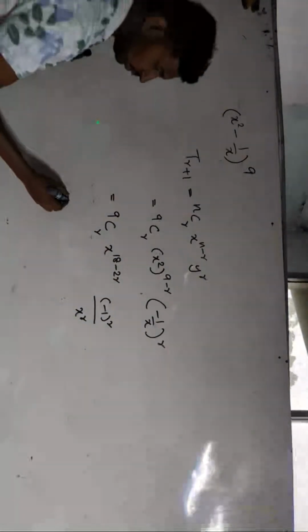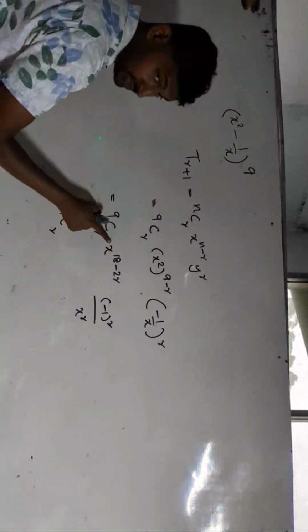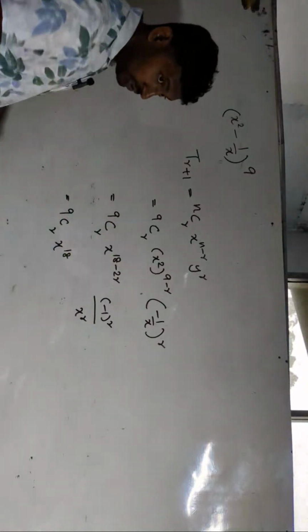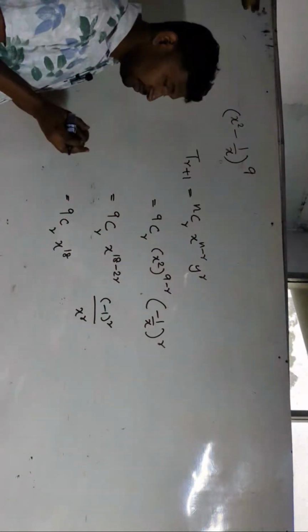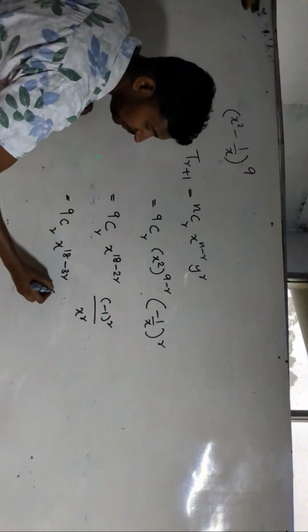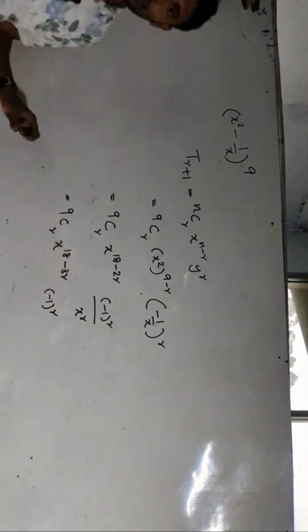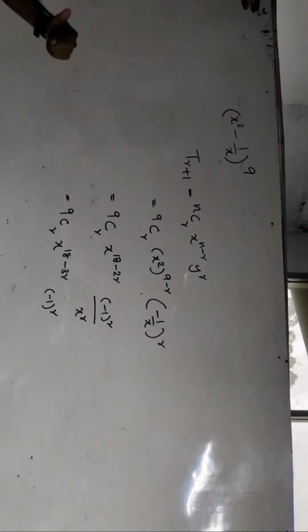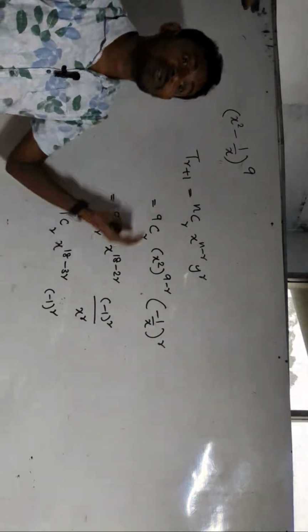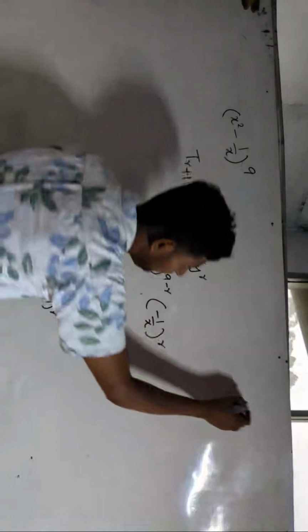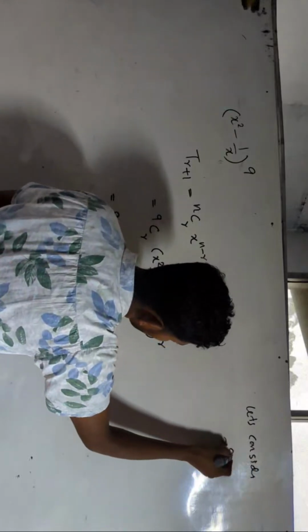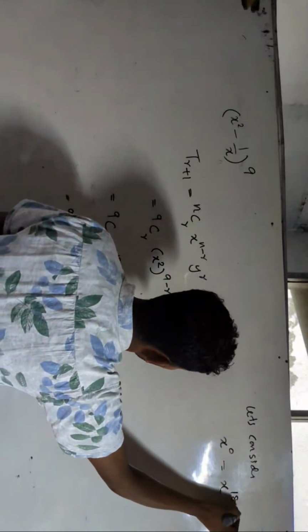Now 9Cr, when you divide this term with this term, what is the answer? When you divide the same base numbers, the indices will be subtracted. So x to the power 18 minus 3r, minus 1 to the power of r. Okay, so we can come up to this point. Now we need to think about what is the relevant r value when x to the power 0. So let's consider x to the power 0 equal to x to the power 18 minus 3r.